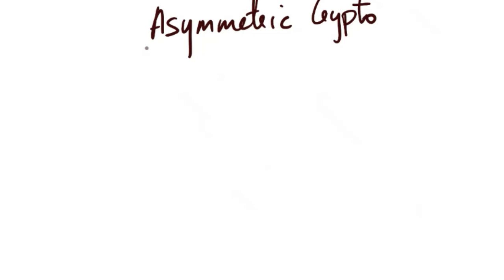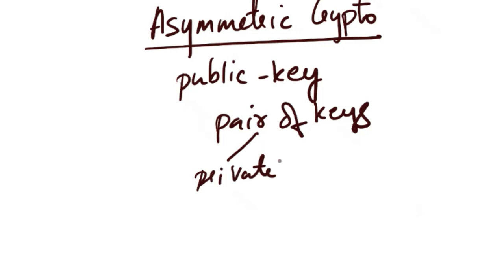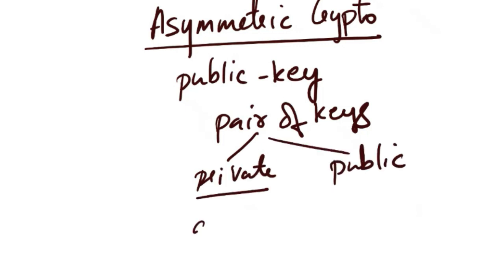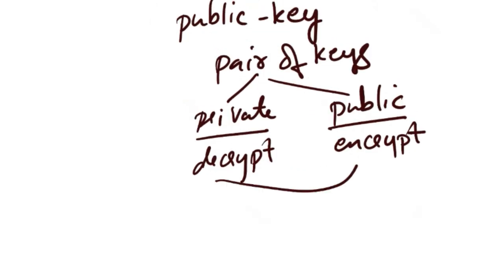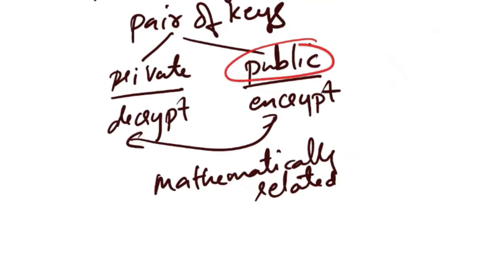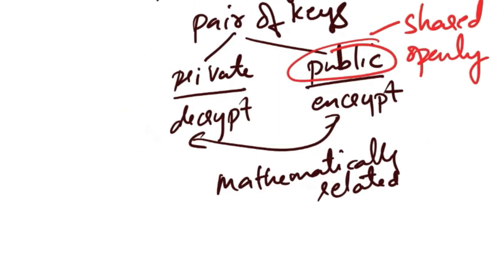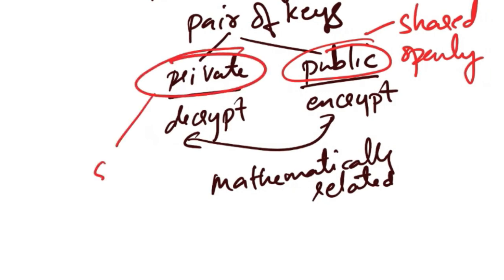Now let's look at asymmetric key cryptography. This is also known as public key cryptography. This is a cryptographic technique that uses a pair of keys for encryption and decryption, that is private key and public key. Private key is used for decryption and public key is used for encryption. These two keys are mathematically related, but it is computationally infeasible to derive one key from the other. So public key is shared openly with everyone and is used for encryption, while private key is kept secret.